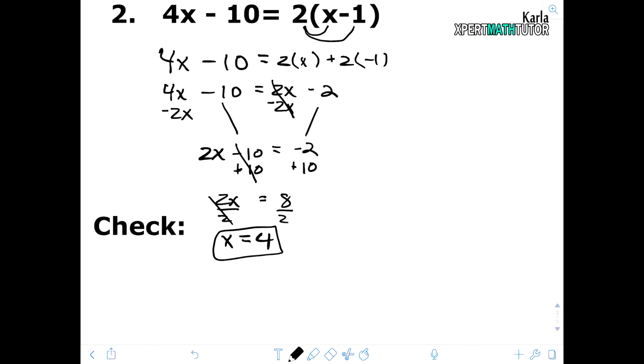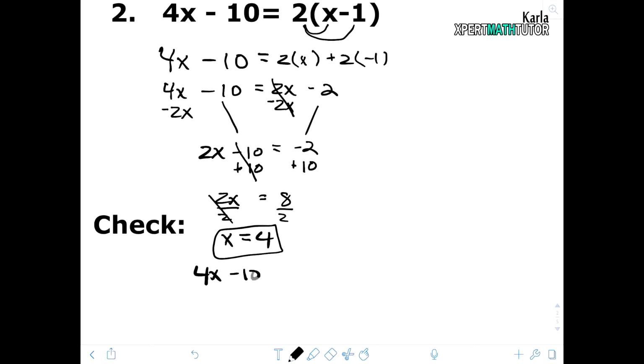Now let's check this example. So let's copy the original equation. We have 4x minus 10 is equal to 2 times x minus 1. Wherever there's an x, we're going to replace it with the number 4. So 4 times x is 4, 4 times 4, minus 10 is equal to 2. X is 4. We're going to replace the x with the 4, minus 1.